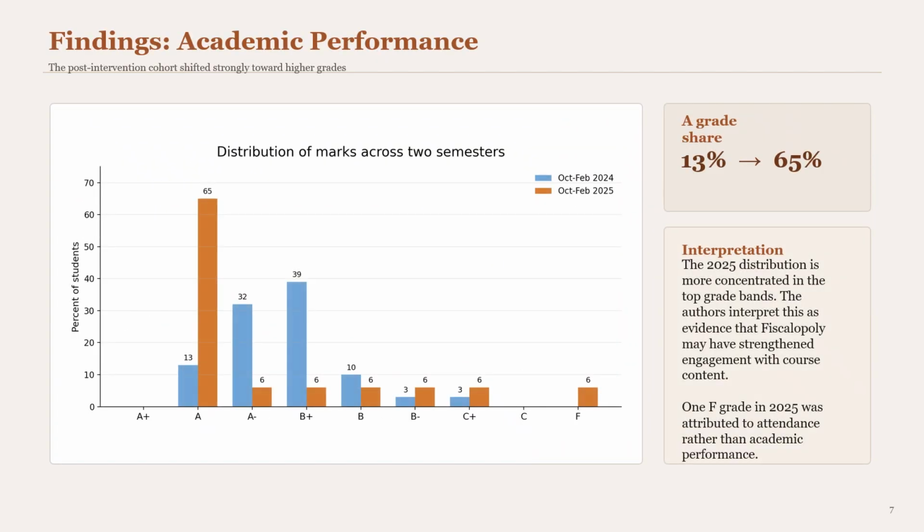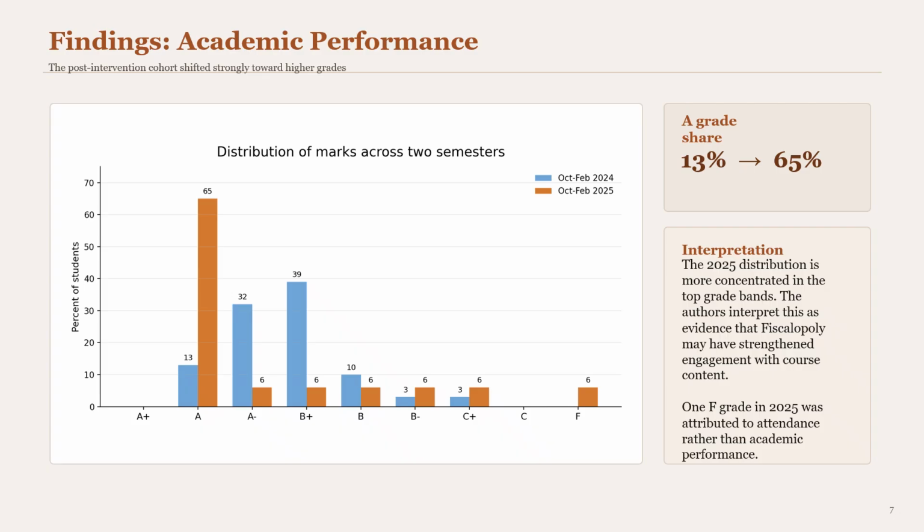Besides student perceptions, the study also looked at academic performance. One of the most striking findings is the increase in the share of students receiving grade A. The proportion increased from 13% to 65% after the intervention. This is quite a strong improvement. It suggests that the cohort exposed to the gamified approach performed better overall, especially in the higher grade categories.